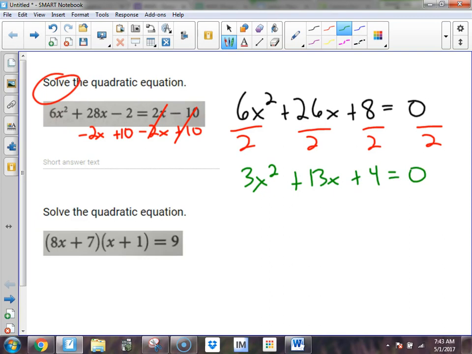Might ask, why is that important? Why did we do that? What was the importance of that? Well, now we have smaller numbers to work with.